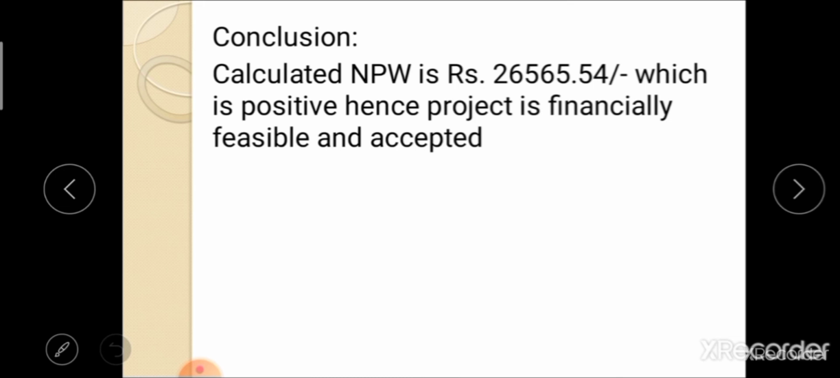That means on the basis of NPW, a conclusion can be made: if the value of NPW is positive, then the project is financially feasible and accepted. If the value of NPW is negative, then the project is financially not feasible and rejected. This is all about NPW.